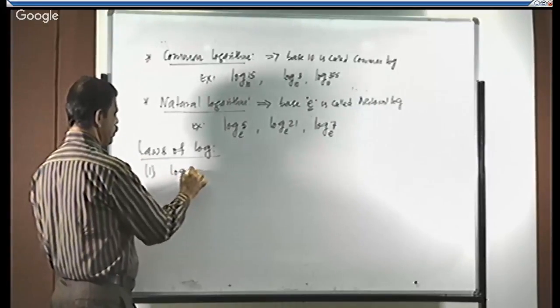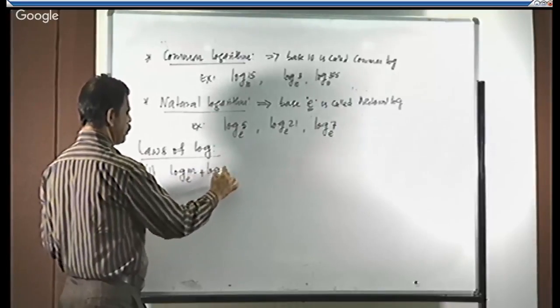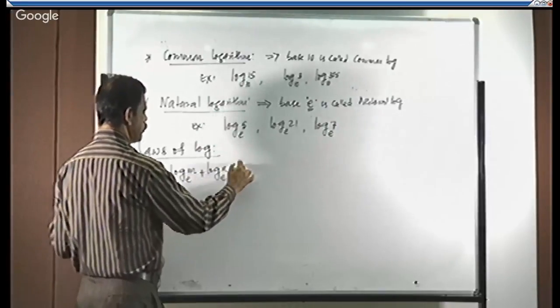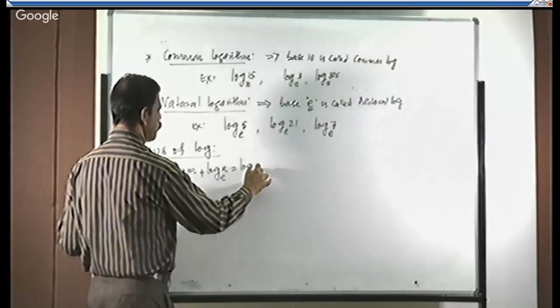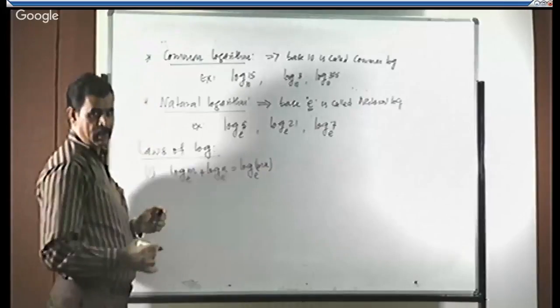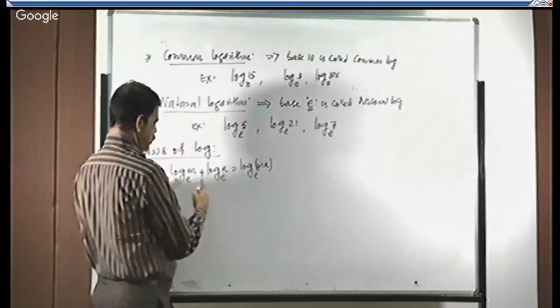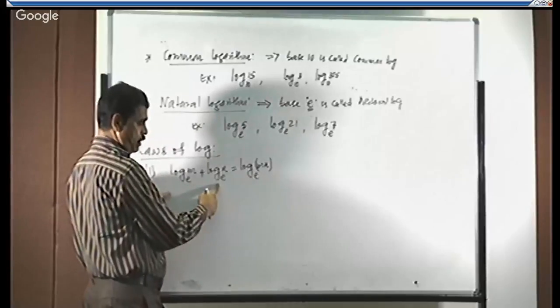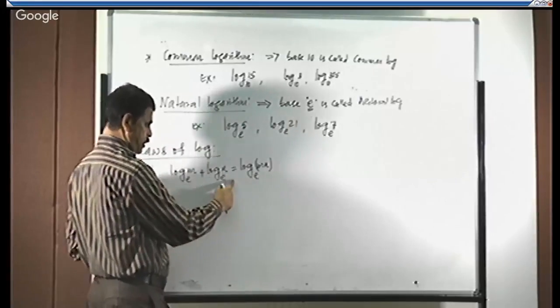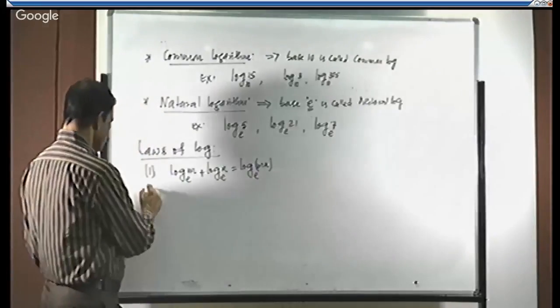Log of m to the base e plus log of n to the base e can always be taken as log of mn to the base e. We can take this as log m plus log n. Otherwise, log m plus log n can be taken as log of mn. So vice versa, it is true.